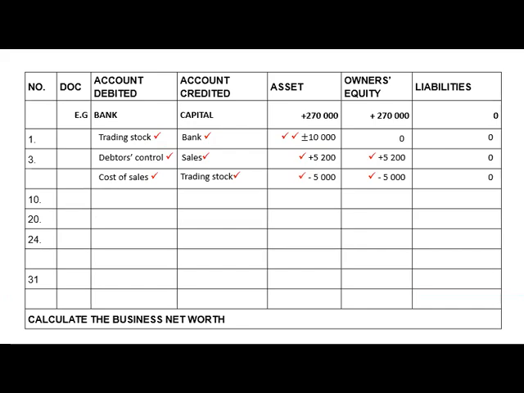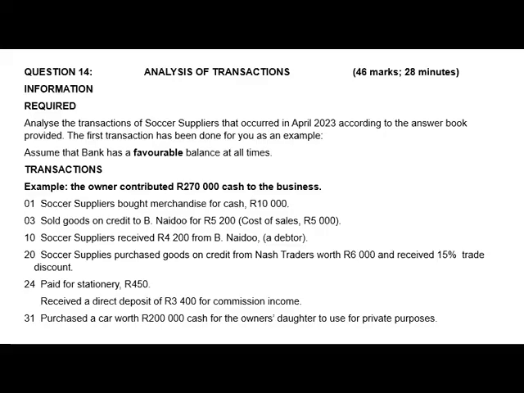Let's go to number 10. Soccer suppliers received 4,200 from B. Naidu. Which two accounts will be affected there?